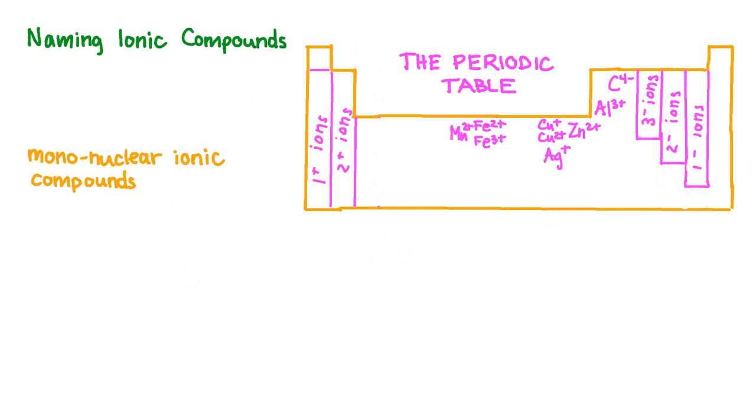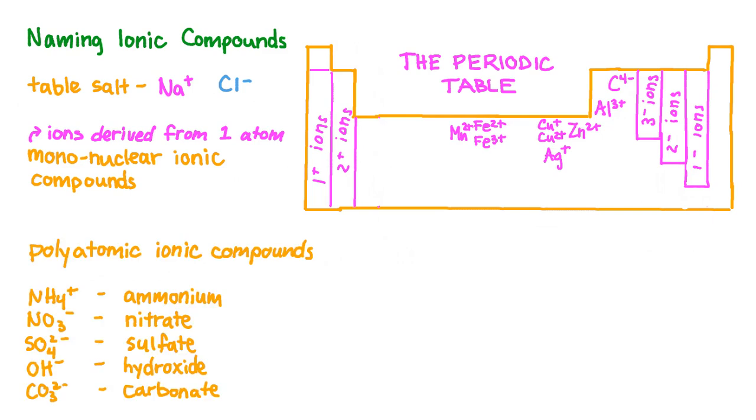We will run across two main types of ionic compounds in chemistry. The first is the simplest, composed of only mononuclear ions. Mononuclear just means that the ions are derived from one atom. An example of this kind of compound is table salt, which is composed of positively charged sodium cations and negatively charged chlorine anions. We'll also run across ionic compounds that are composed of one or more types of polyatomic ions, which are a unit of covalently bonded atoms that have a charge. There are many polyatomic ions that pop up in chemistry. Here are just a few of them and their names.